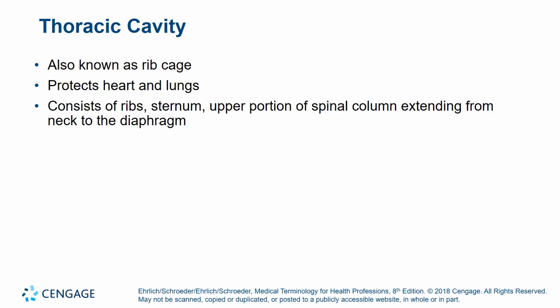Thoracic cavity, also known as the rib cage. This obviously protects the heart and lungs. It does consist of the ribs, sternum, and upper portion of the spinal column, extending from the neck to the diaphragm.